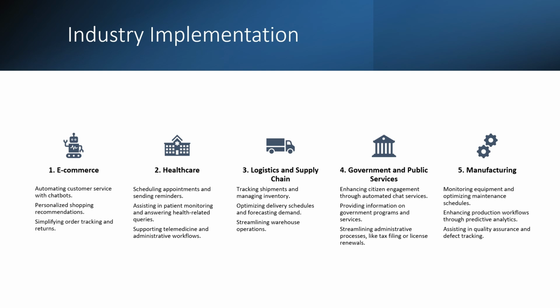Logistics and supply chain: tracking shipments and managing inventory, optimizing delivery schedules and travel, and streamlining warehouse operations. These also can be implemented into government public services, enhancing citizen engagement, providing information to the mass public, and helping with administrative tasks. Finally, in manufacturing: monitoring equipment health and operation schedules, enhancing productivity of workers, giving predictive analyses, and assisting quality assurance and defect tracking within the manufacturing process.